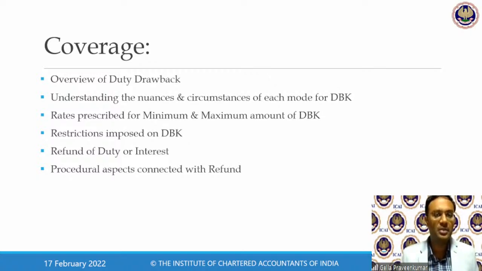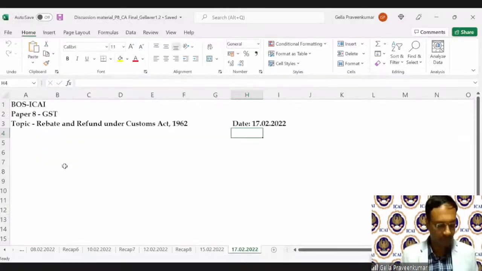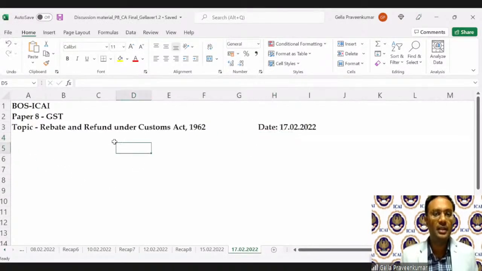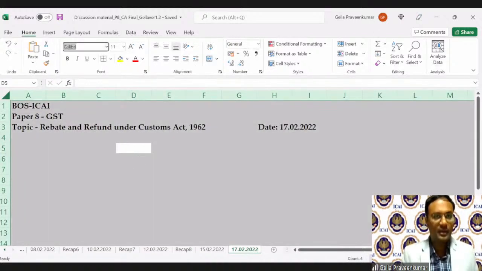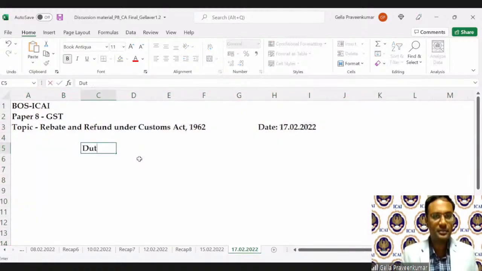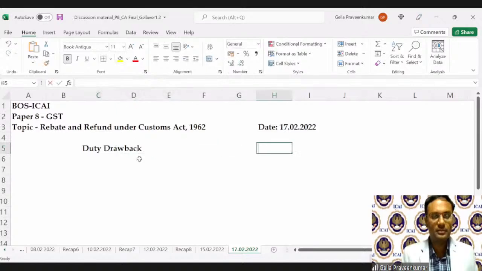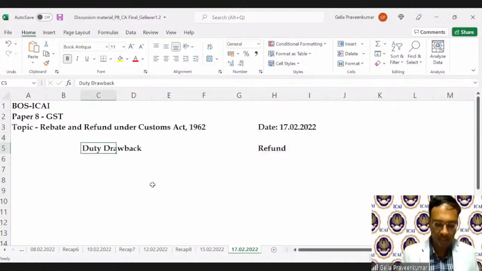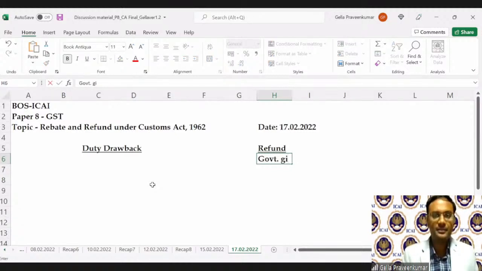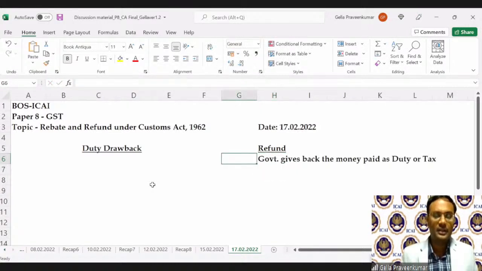Let me come to my Excel file to give a better clarity. So we will have a macro perspective to understand what is my duty drawback and what is my refund. Now, refund, as every one of you understands, is a policy matter where government gives back the money paid as duty or tax. So in case of my money which was paid as duty or tax, government gives back this particular money to the person who has paid tax.